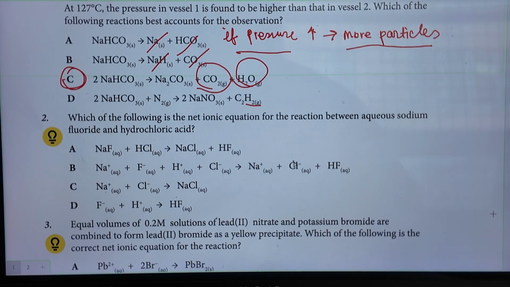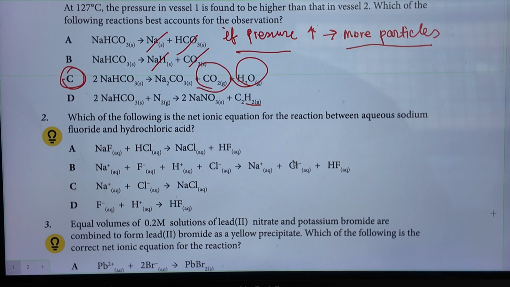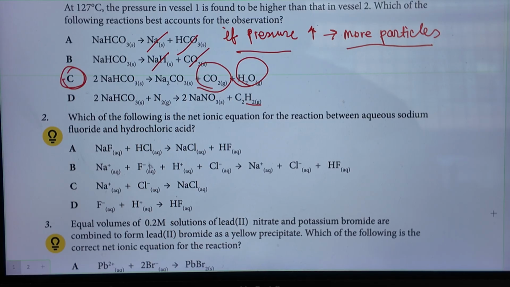Question number 2. Which of the following net ionic equations for the reaction between aqueous sodium fluoride and hydrochloric acid? So fluoride grabs, so a strong acid HCl would drop the Cl and the fluoride would grab it. So which of these examples would it be? Because there needs to be aqueous sodium fluoride and hydrochloric acid. But the hydrochloric acid wouldn't do anything.